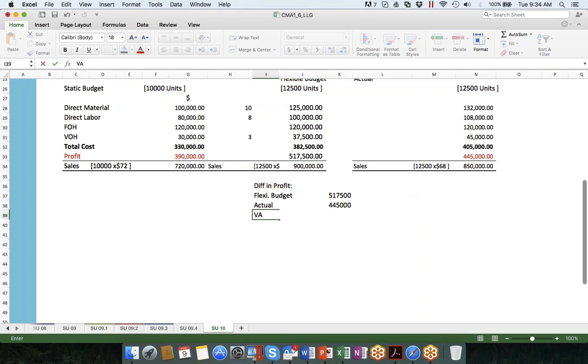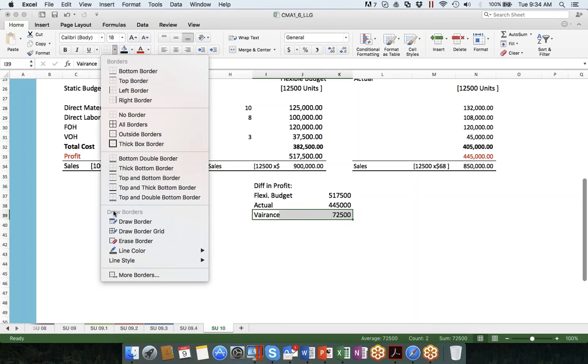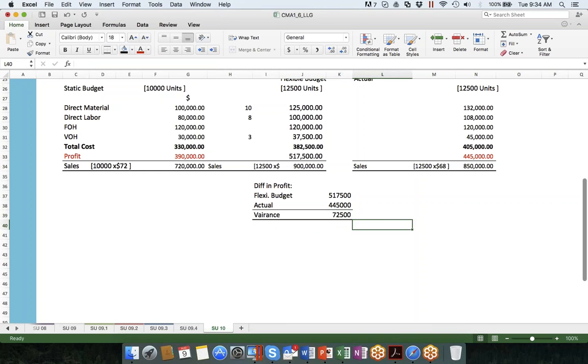I'll write variance. Variance of this much. This much profit you got less. This much profit you received less. When profit is received less, it is called unfavorable variance or adverse variance. Okay, unfavorable variance. Then what are the reasons for this $75,000 profit difference?